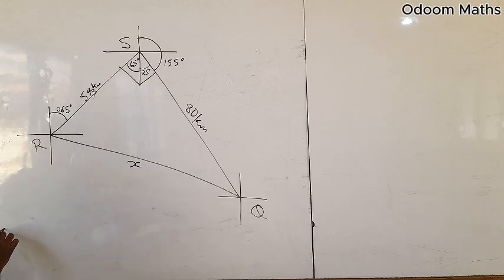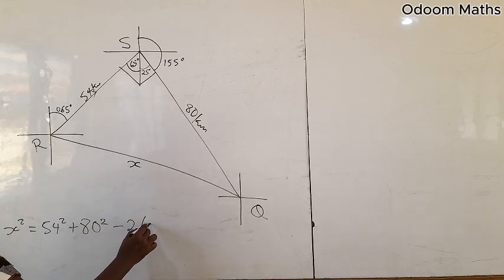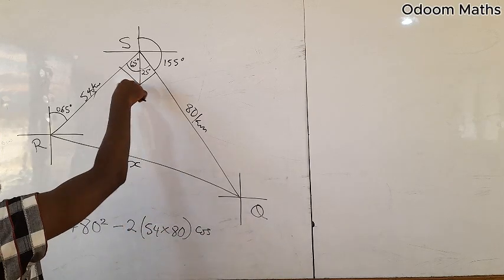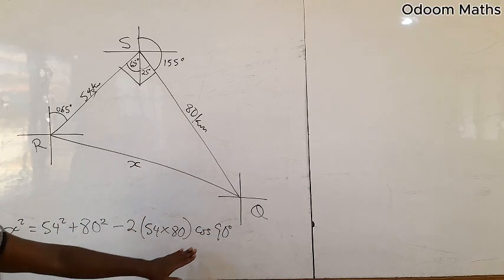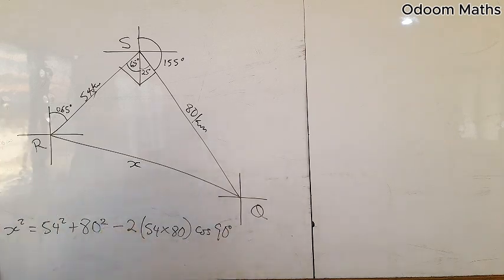So x squared is equal to 54 squared plus 80 squared minus 2 into brackets 54 times 80 cos, and x faces this angle, so cos 90 degrees. Now cos 90 degrees will give us 0. So it means that from here to here is 0. So I can ignore this and look at x squared being equal to 54 squared plus 80 squared.